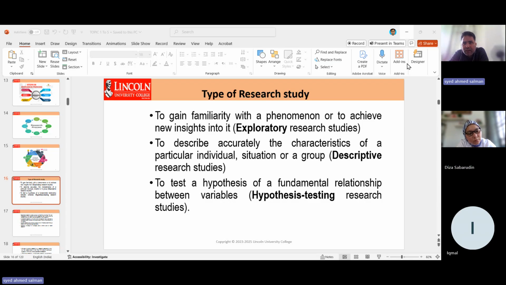The third example might be if somebody is watching too much social media, that particular student might have affected results, right? Meaning that too much watching of social media, too much affecting the results. So, to test a hypothesis of a fundamental relationship between variables, if you are testing two variables, it is called hypothesis testing research studies.